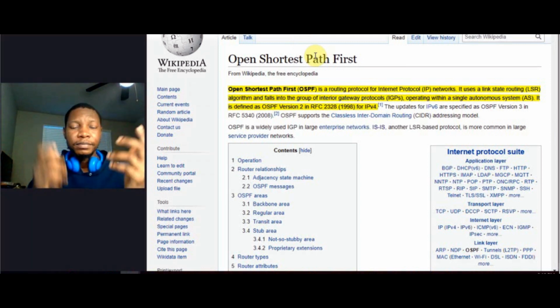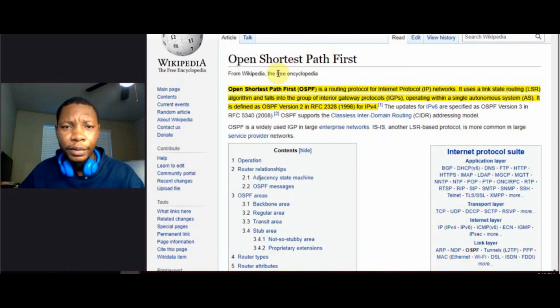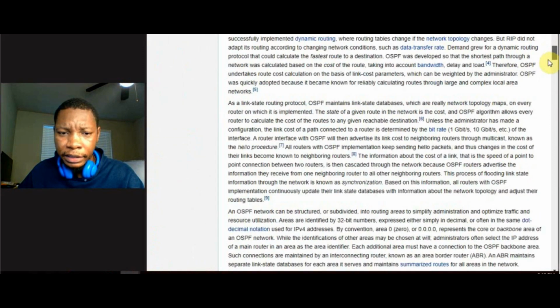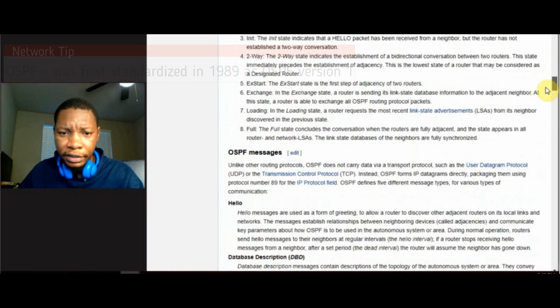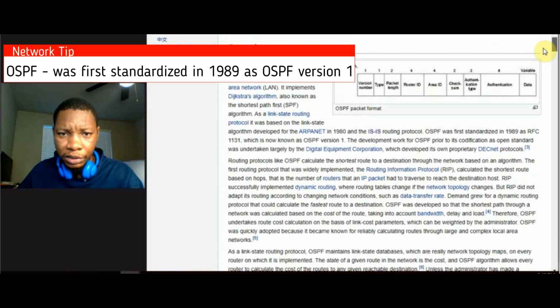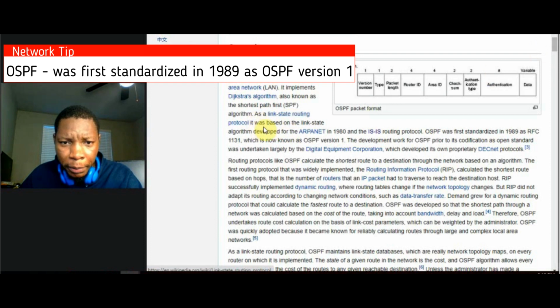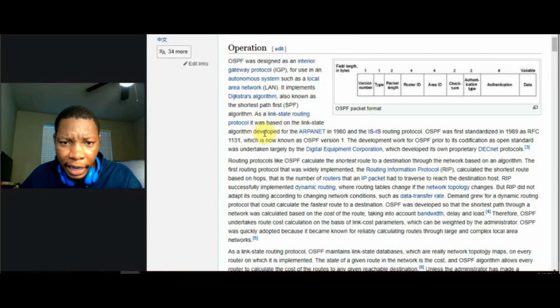Okay, now I just looked up OSPF on Wikipedia. It says Open Shortest Path First, and let's look at its origin and history. That's very important information. Let's see when it was created. It says as a link state routing protocol, it was based on the link state algorithm developed for the ARPANET in 1980 and the ISIS routing protocol. OSPF was first standardized in 1989.